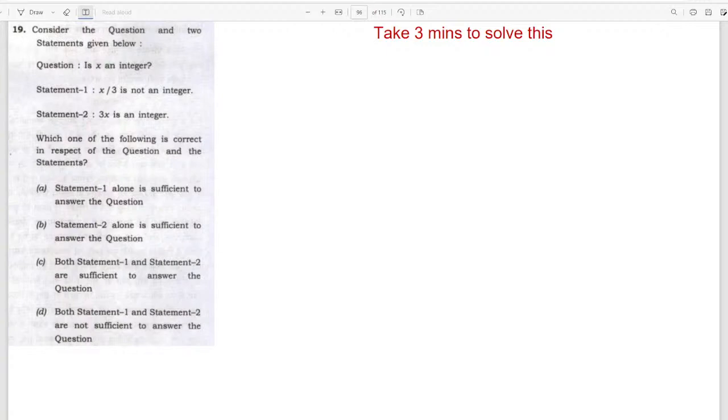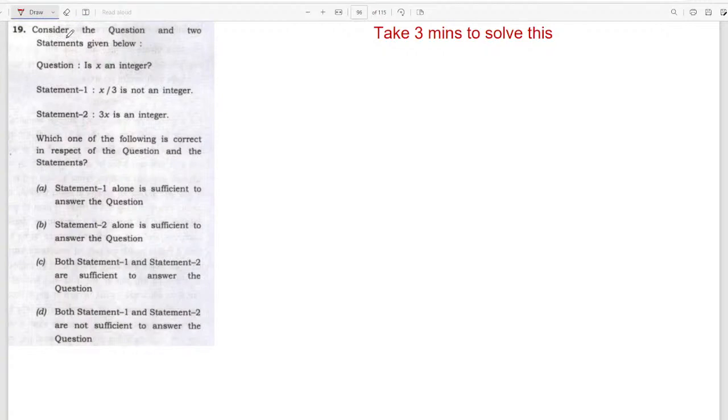So there are people who have got option C and option D about this question. Option C and option D are opposite answers. So we'll see how to go about this question.